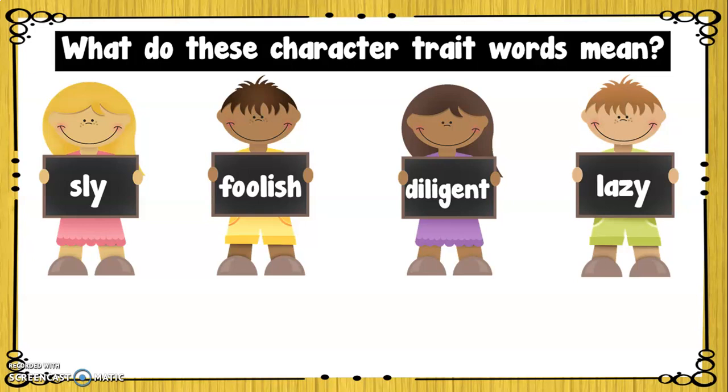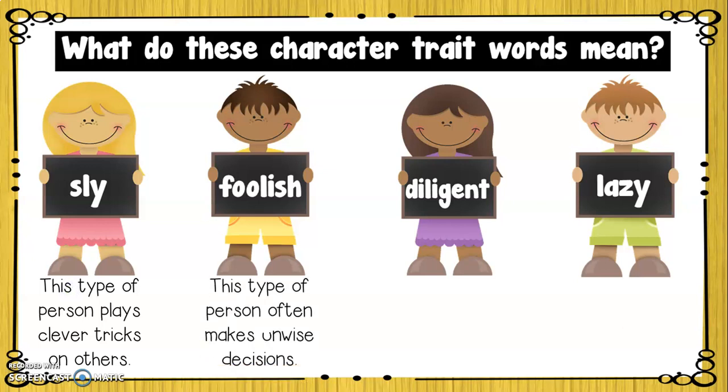We're going to talk about some different character trait words today. An important part of being able to describe a character is knowing different character trait words that will help you describe their personality. So here are some of the words we're going to work with: sly, foolish, diligent, and lazy. A sly person plays clever tricks on others. What do you think foolish means? This person often makes unwise decisions.